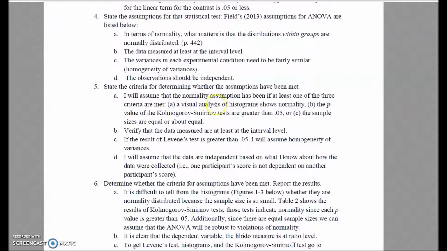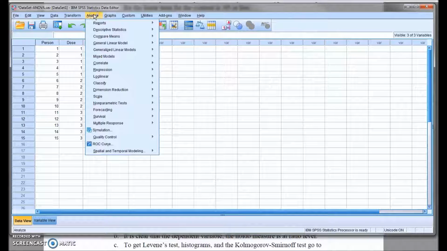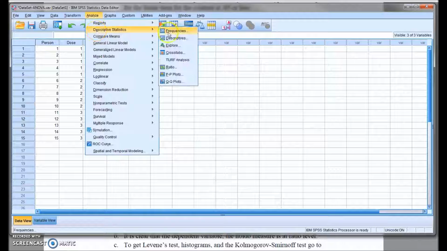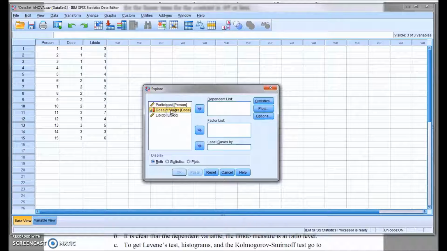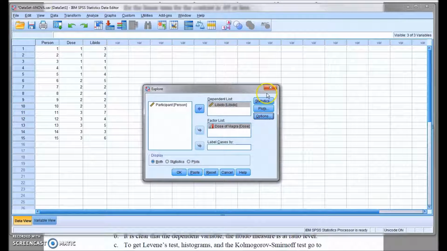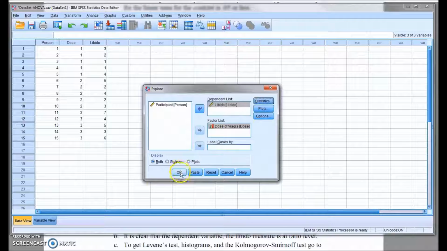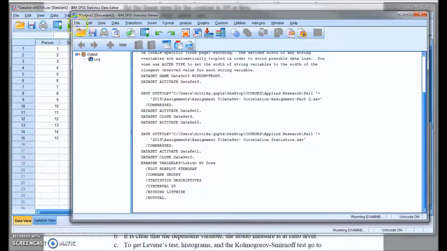So let us run some reports to see first the normality of the data set. I'm going to bring back my data set. Here is my data set. I go to Analyze, Explore. The dose of Viagra is placebo, low dose, and high dose, so that is my factor list. The libido is my dependent variable. I make sure that in Statistics it is 95%, and I say okay.